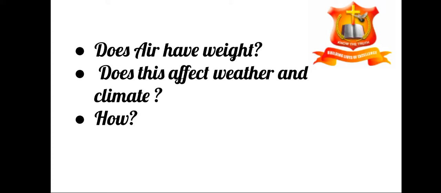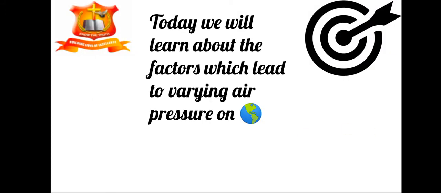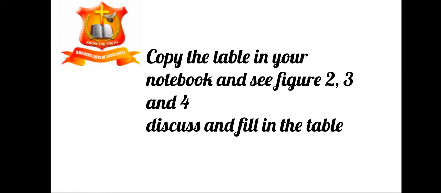Now I hope you understood what we are going to learn. So today we will learn about the factors which lead to varying air pressure on the earth. Got it? Now you will copy the table in your notebook that is given in your next slide and see figures 2, 3 and 4. You can discuss these figures with any of your family members and fill in the table.